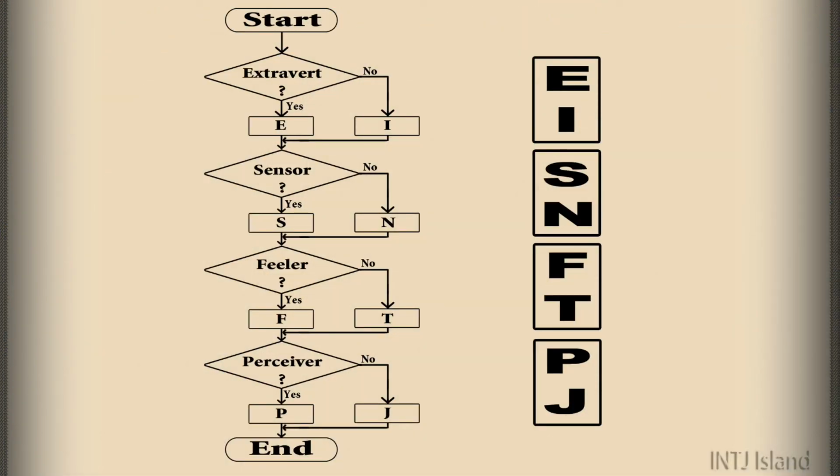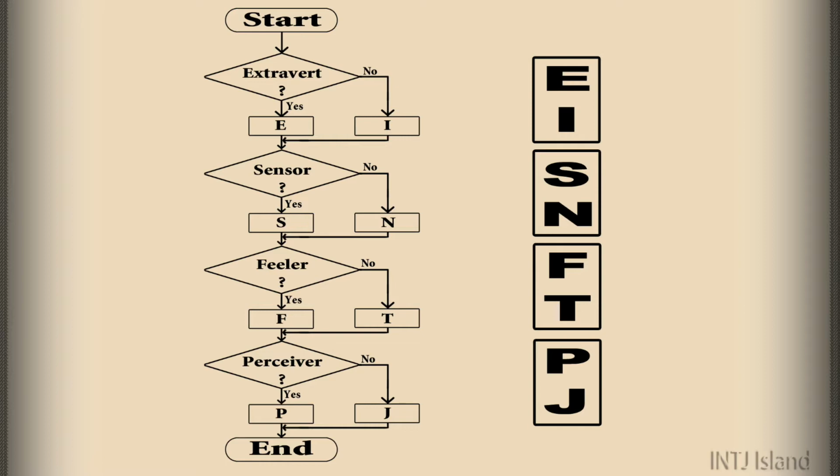Here is a flow diagram that shows the processes we must work through to use this method to type someone. Starting at the top, you come down to a question. Extrovert? The full question is, of course, are you an extrovert? Or is the person you're trying to identify the type for an extrovert?